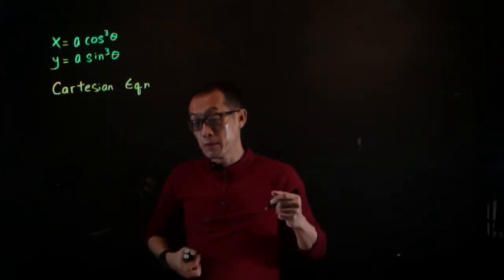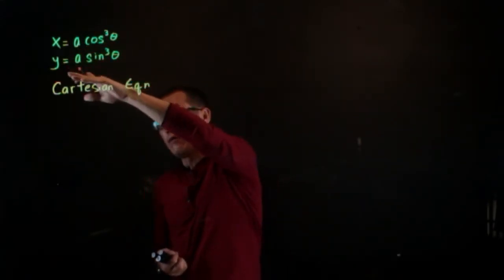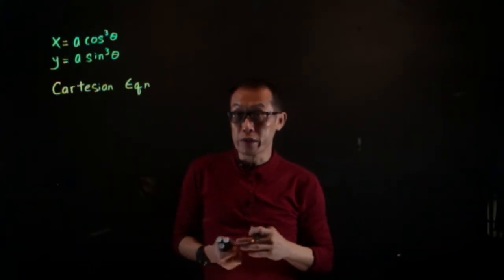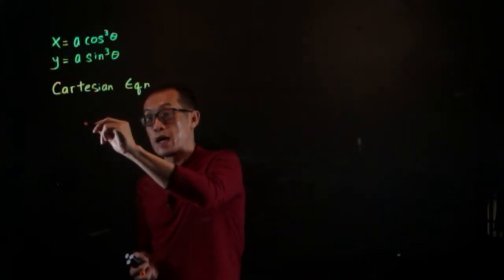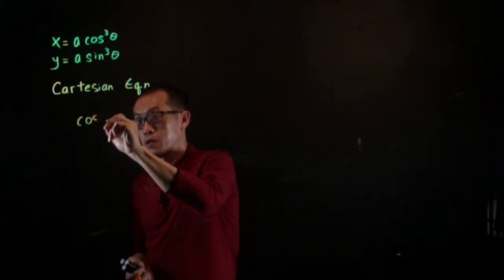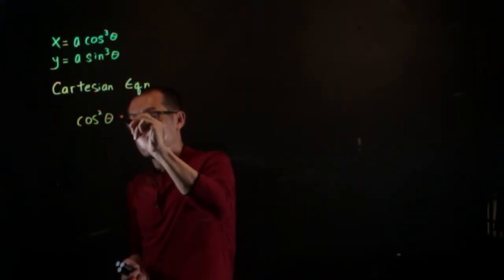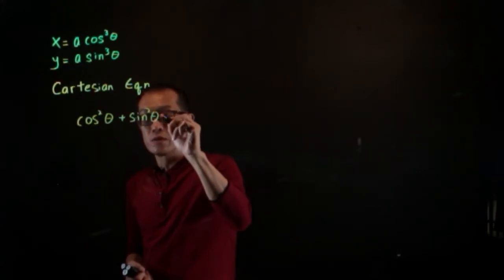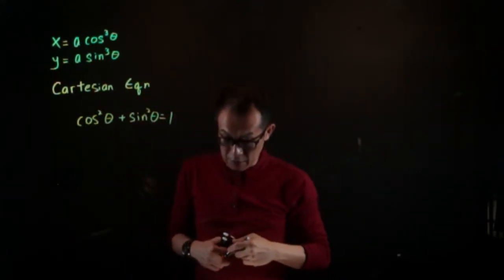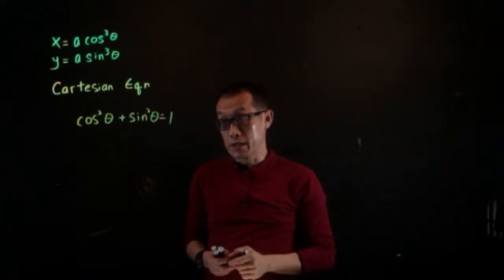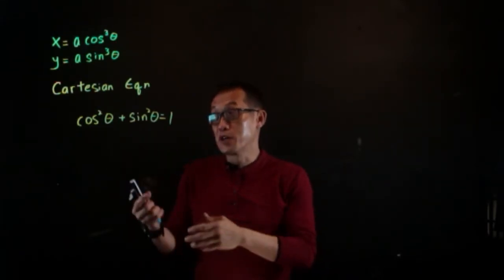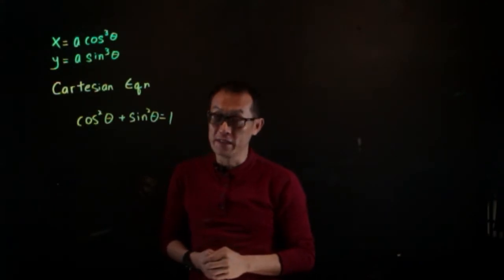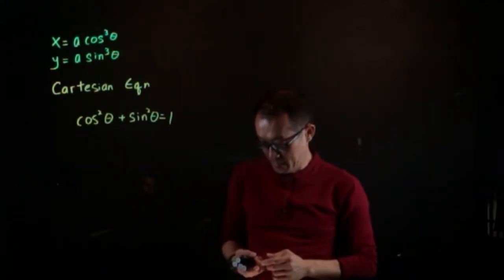Now, if it involves trigo, one of the common things that we do is use this identity, cos squared theta plus sine squared theta equals 1. This is one of the techniques. It's not always applicable, so you have to look at your equation, but this is quite common, so you should know.